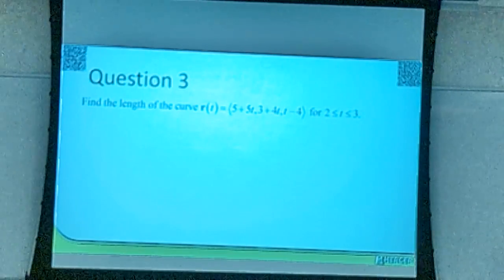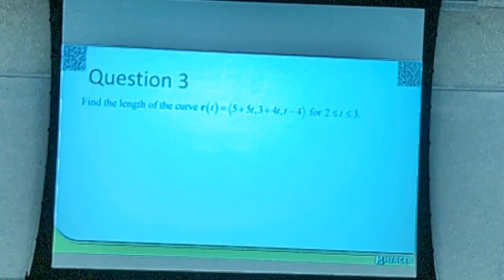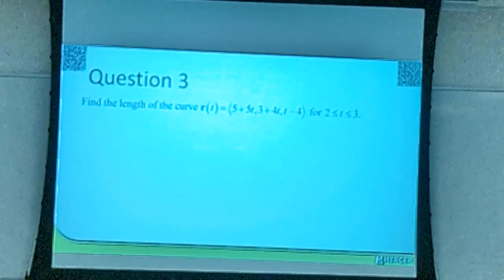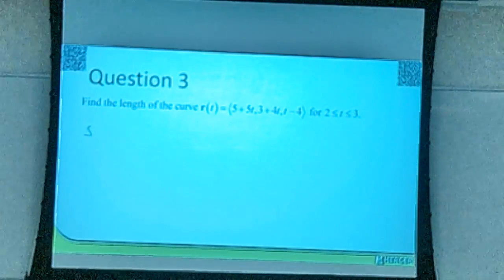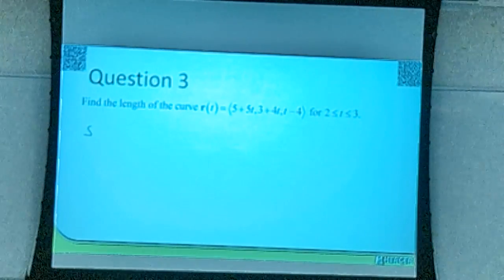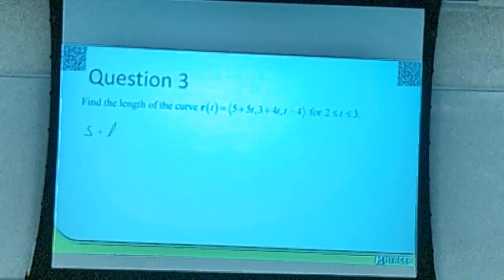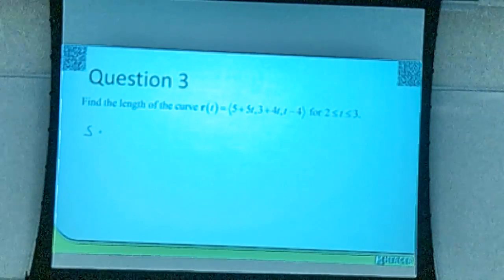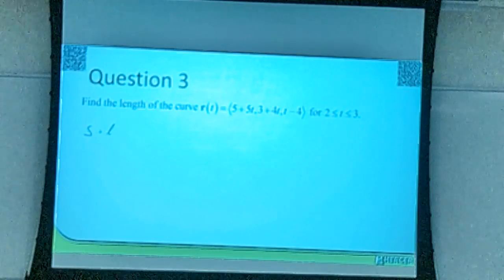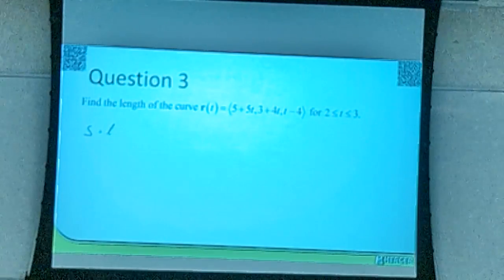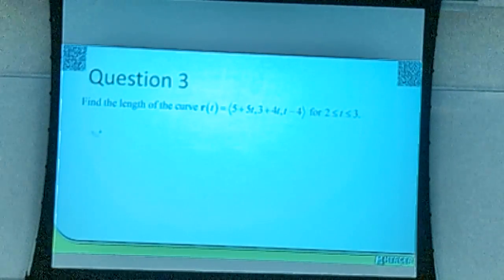Length of this curve. Arc length, there are two ways to represent it. Typically, it's little s that's used. I also sometimes would use L to represent length. But either one. I'm just trying to stay with the little s.